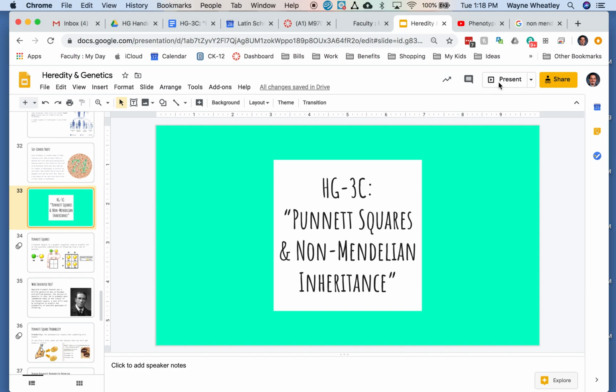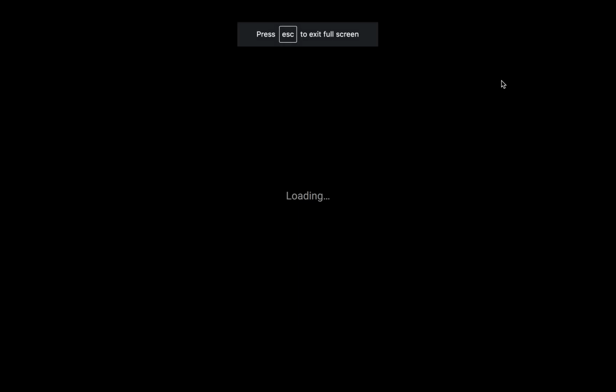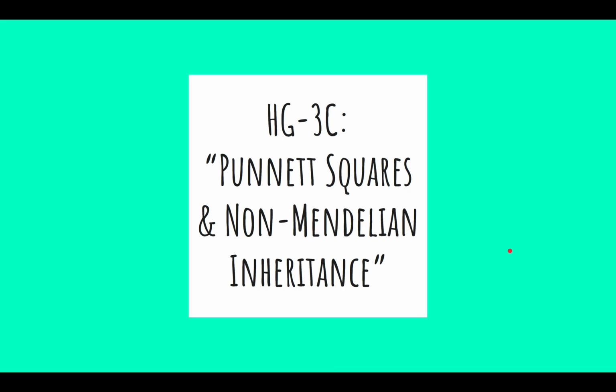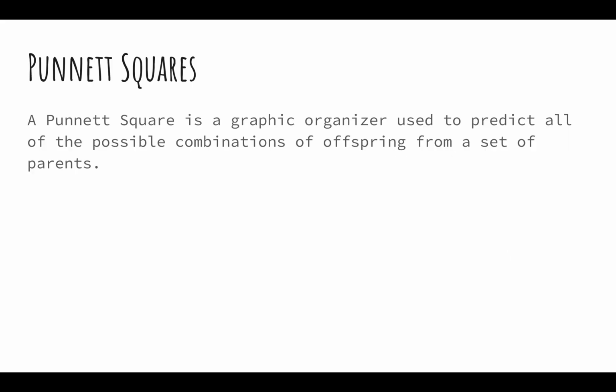Welcome to Lesson 3C on Punnett squares and non-Mendelian inheritance. That's a big mouthful of words, but I think you'll really understand it at the end. So let's start with what is a Punnett square.